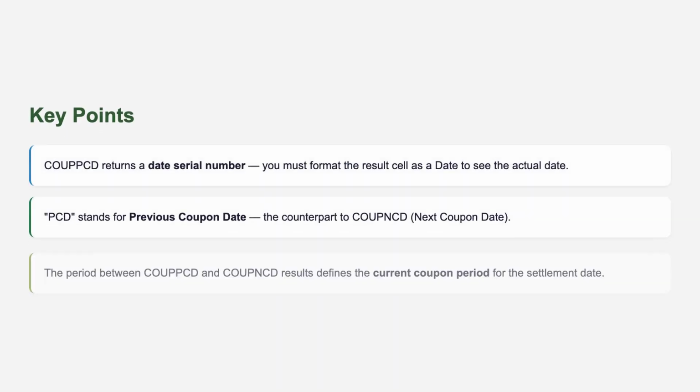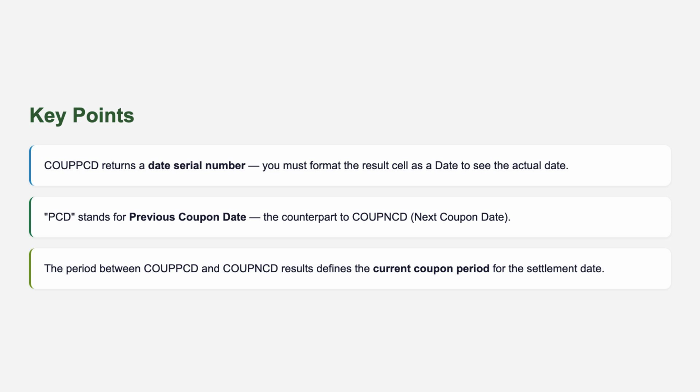Key points to remember. COUPPCD returns a date serial number, so format the cell as a date. It is the counterpart to COUPPNCD. The period between COUPPCD and COUPPNCD defines the current coupon period for the settlement date.